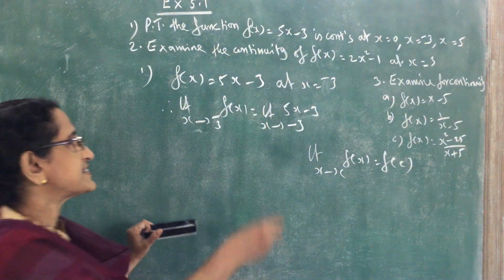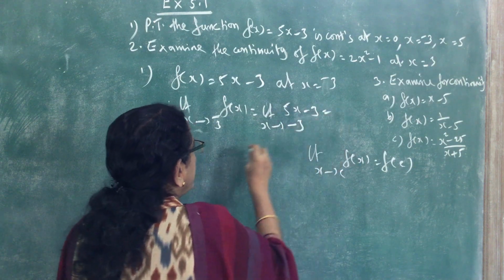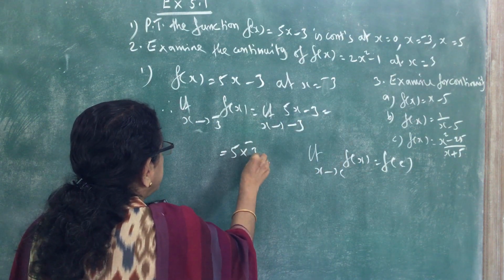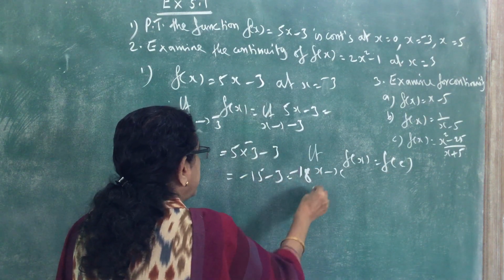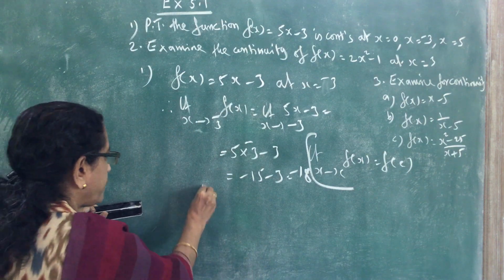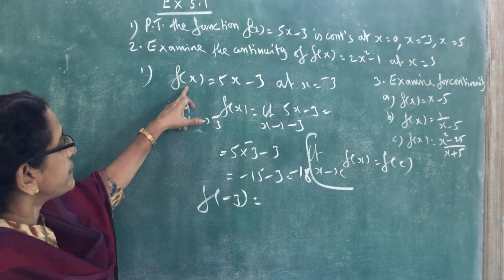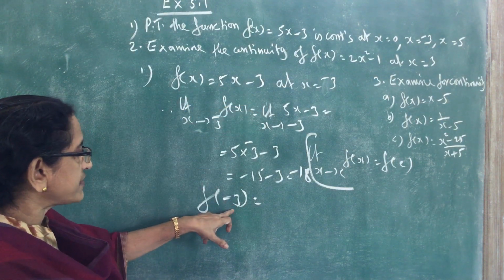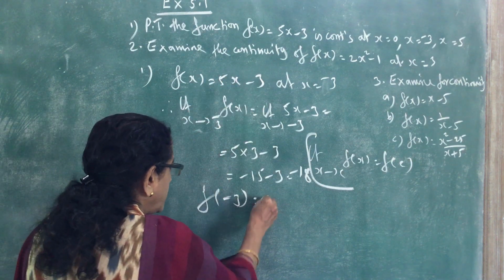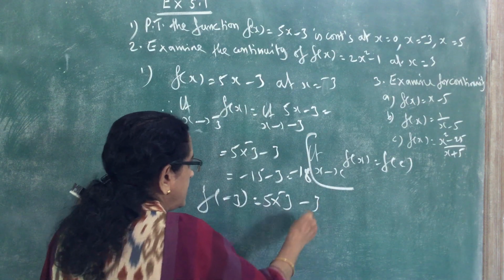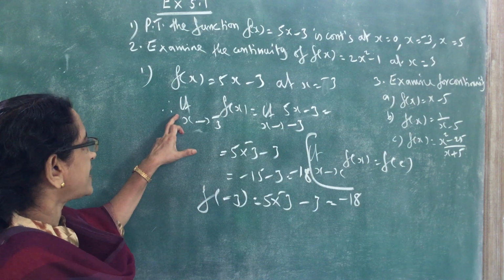For that, in the place of x, we substitute x equal to minus 3. That is equal to 5 into negative 3 minus 3, that is negative 15 minus 3, that is negative 18. Now we want to find f of negative 3, where f of x is 5x minus 3. What is the value of the function when x is equal to negative 3? That is 5 into negative 3 minus 3, that is minus 15 minus 3, minus 18. So both are equal.